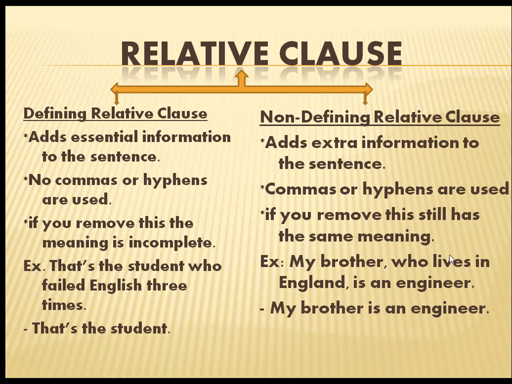Relative clauses are 2 types. One is defining relative clause. Second one is non-defining relative clauses. So what is the main difference? Let us try to understand. Defining means this relative clause gives the essential information to the sentence. Compulsory information. Without defining the noun in the sentence, we cannot understand the sentence.